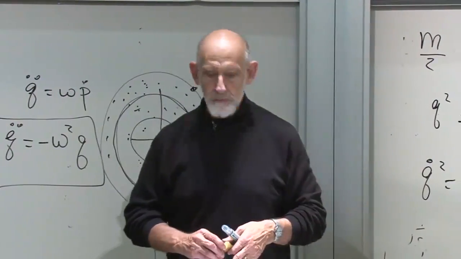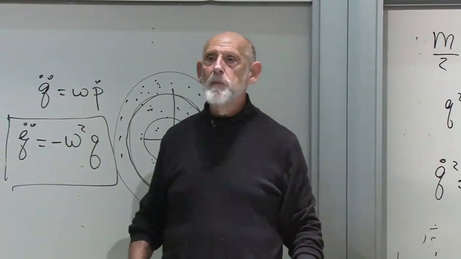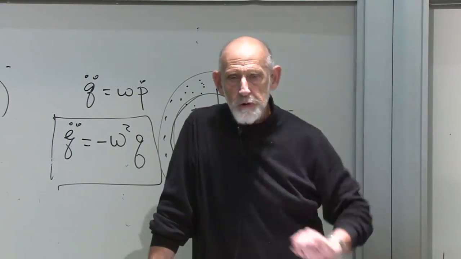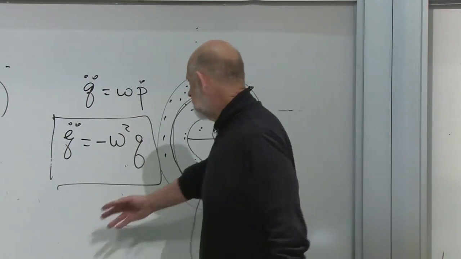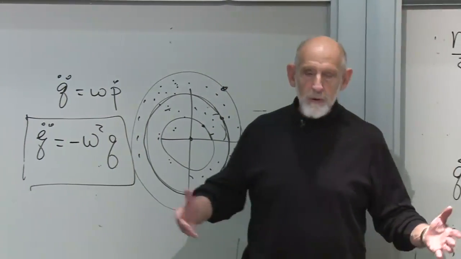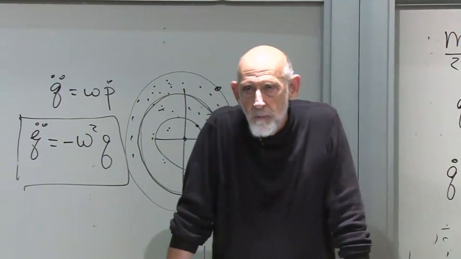Now when you did the derivation using the Lagrangian formulation, you got one second order equation. This is it. That's the F equals ma, or the Euler-Lagrange equation.